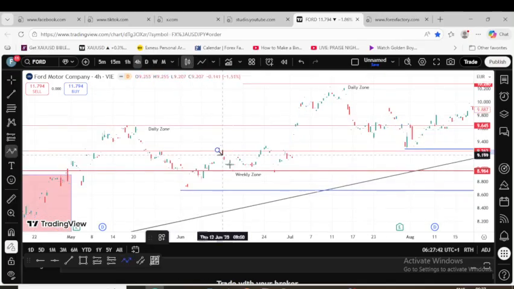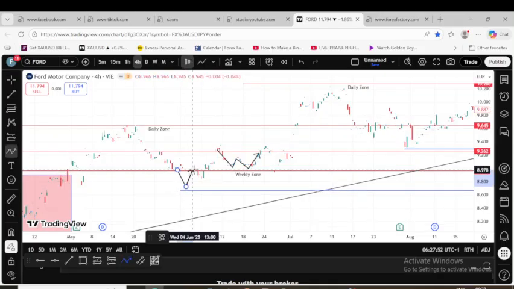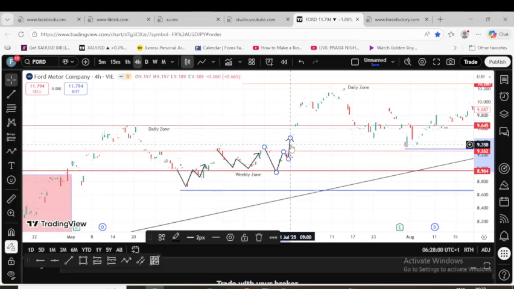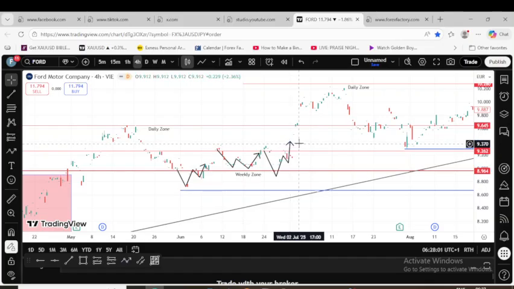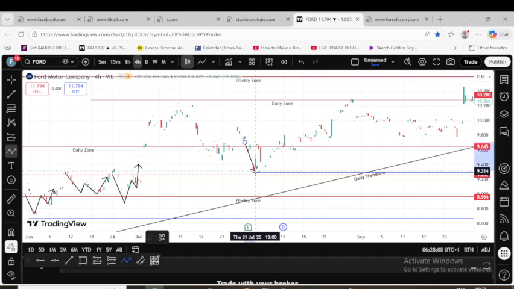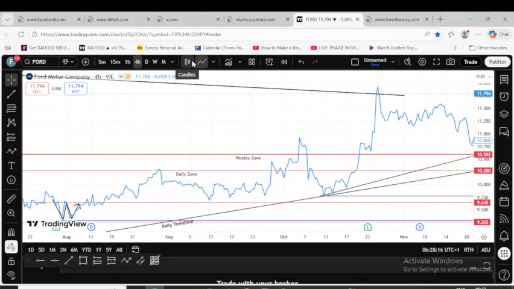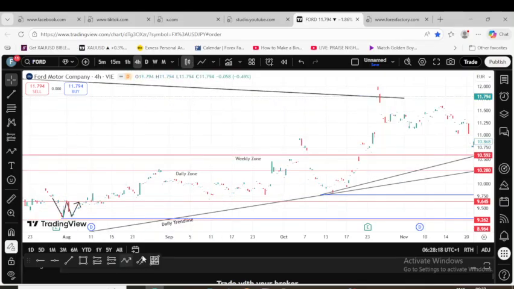So we have a W pattern here based on the line chart. We also have this pattern like this. Kind of looks like a W pattern, but it's not. It also appears here. Kind of looks like a W pattern, but it's not. Based on the line chart, you can see that we also have another W pattern here.